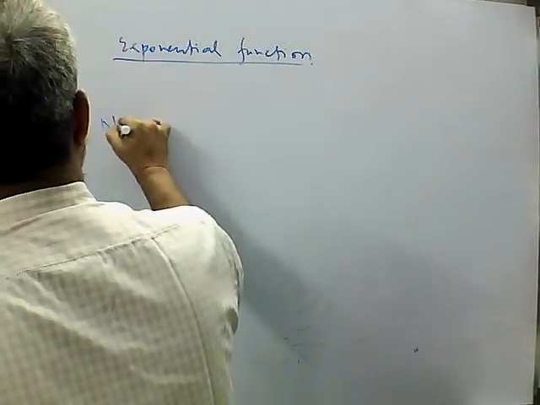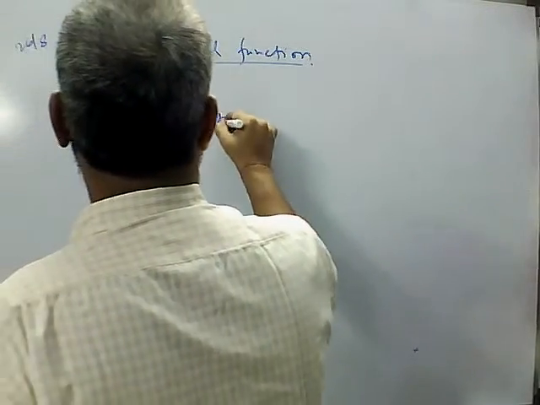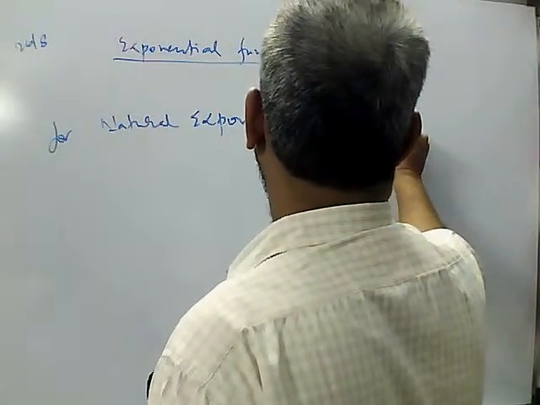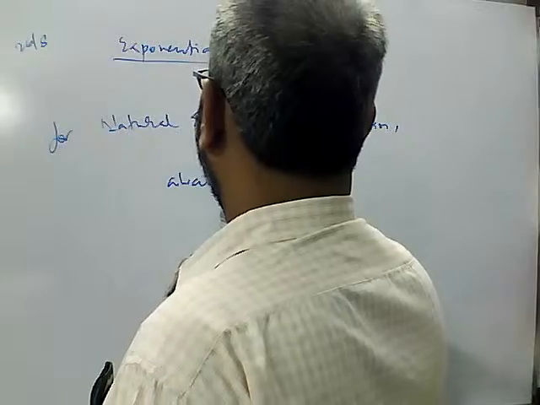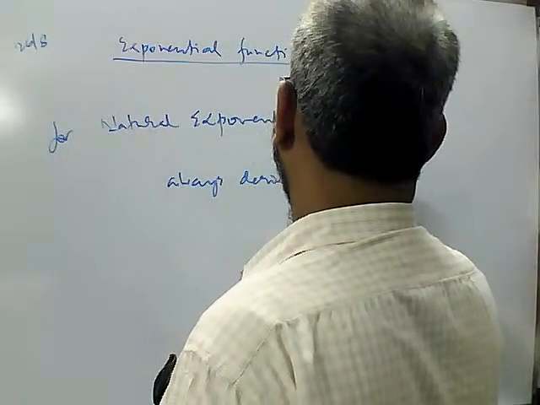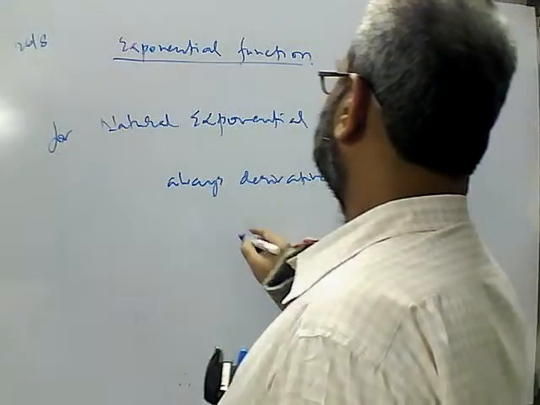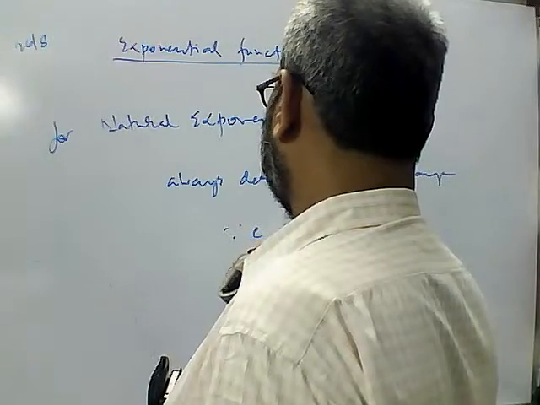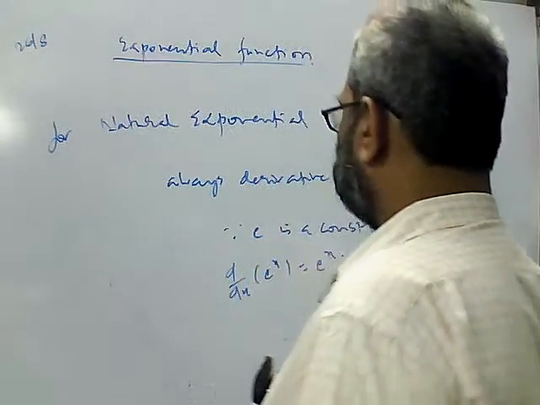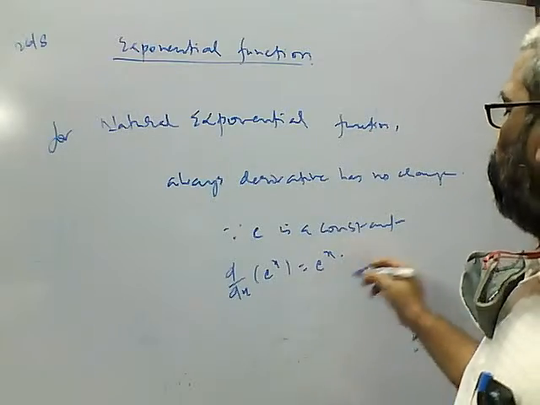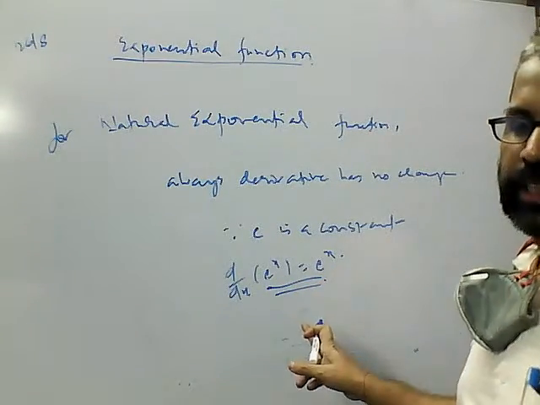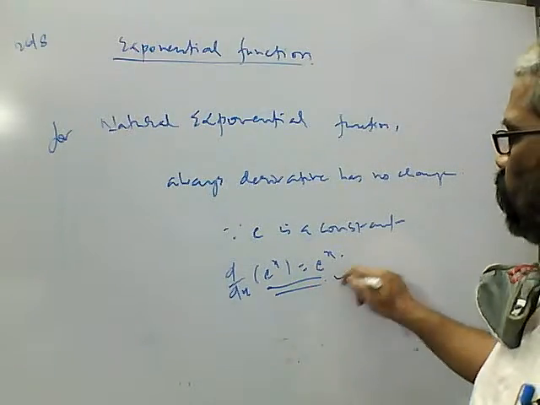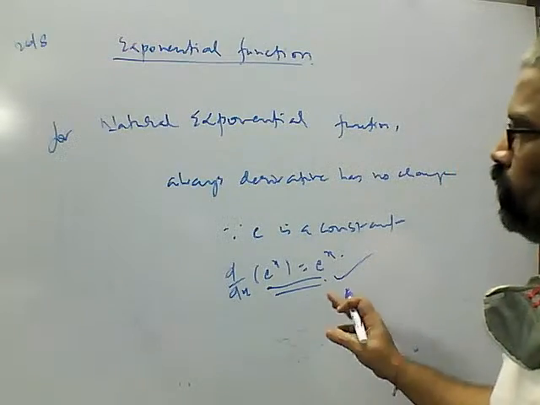For the natural exponential function, the derivative always has no change, since e is a constant, because d by dx of e power x is equal to e power x only. It has no change. Why? Because we have done that, right? By first principle, last year we learned f of x is equal to limit h tends to 0 of f of x plus h, we substituted e power x, and the standard limit you will get. So the derivative of e power x, the natural exponential function, has no change. This is fixed.